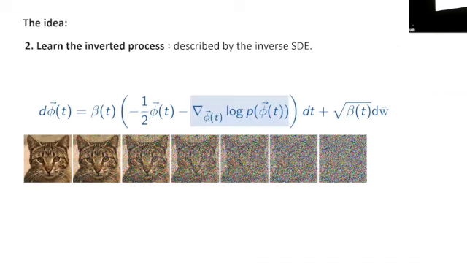So this SDE has an inverse SDE that's given by this. That seems to be very nice, but the problem, of course, is that we don't know this crucial term that drives us to the data distribution. This is called the score, and we don't know it because we don't know the data distribution. So what we do is we throw a neural network at it, usually a U-Net, to learn it.